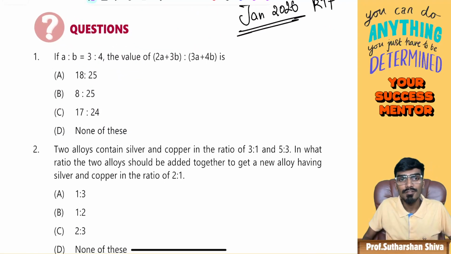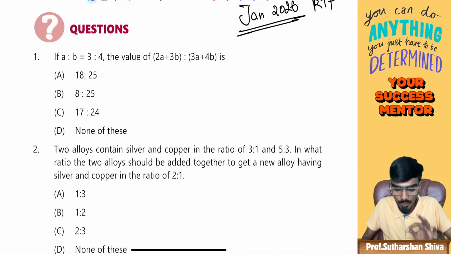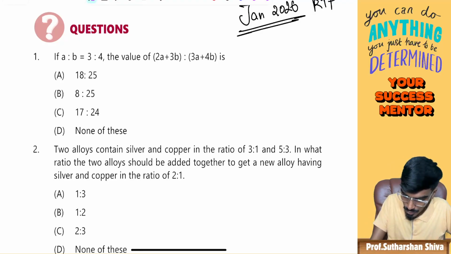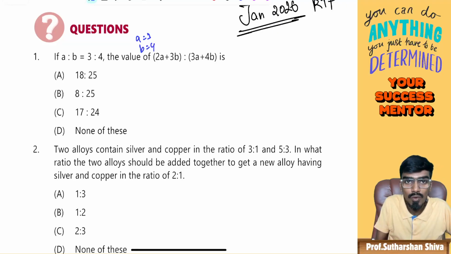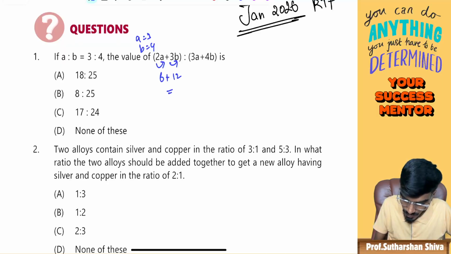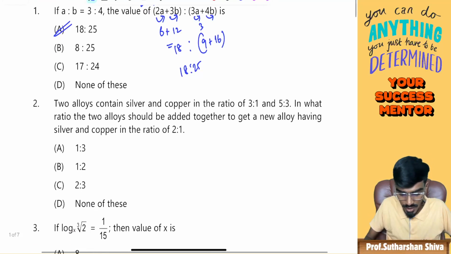Question number 1. If A is to B is equal to 3 is to 4, then the value of 2A plus 3B is to 3A plus 4B, which is from ratios and proportion. So what we need to do, we just need to substitute the values of A equal to 3, B equal to 4 in this option, so that we will be getting 2 into 3 is 6 plus 3 into 4 is 12, which is 18, is to 3 into 3 is 9 plus 4 into 4 is 16, which is 25. 18 is to 25. Orally, we can solve. Come to question number 2.